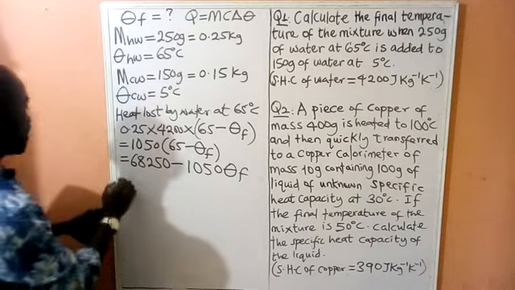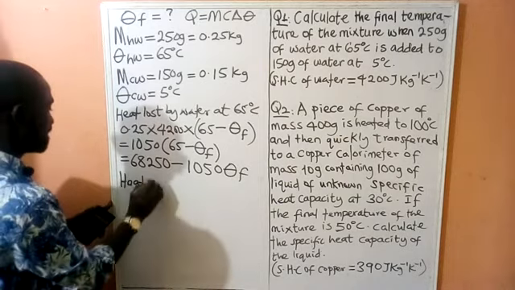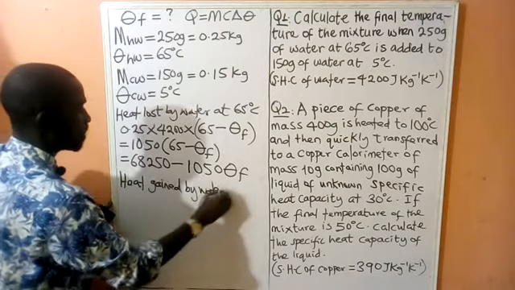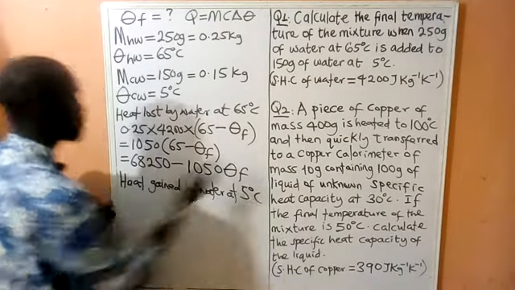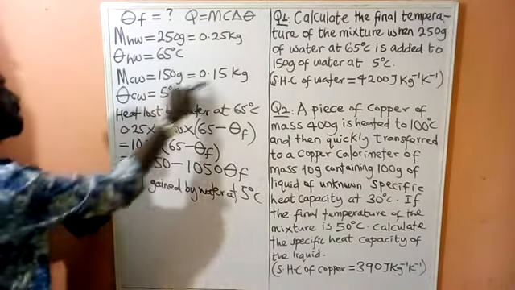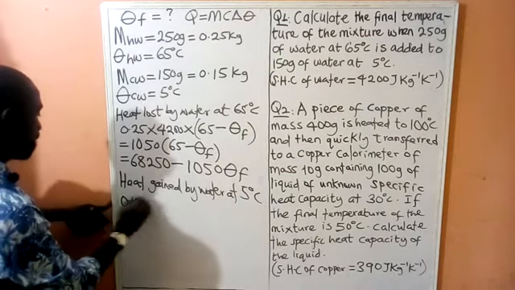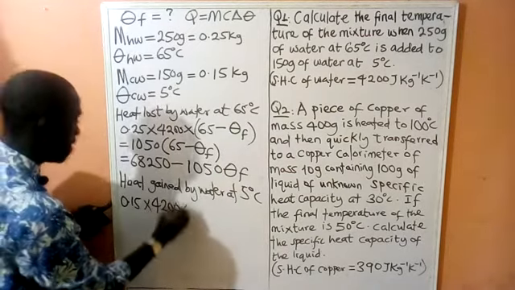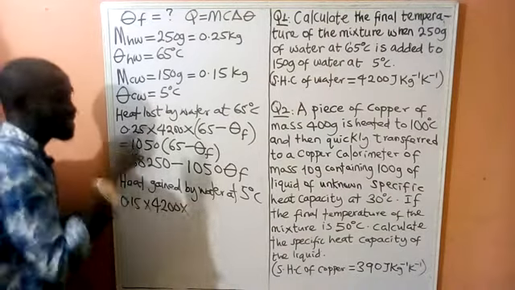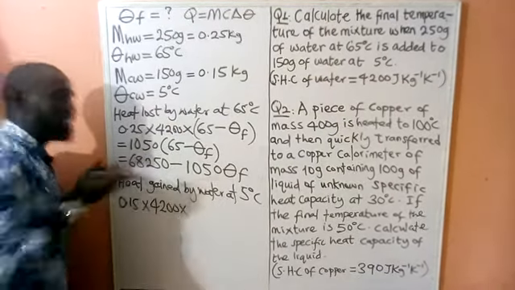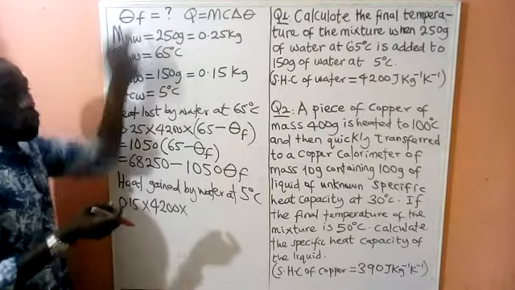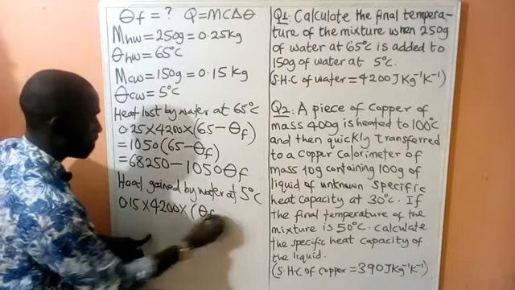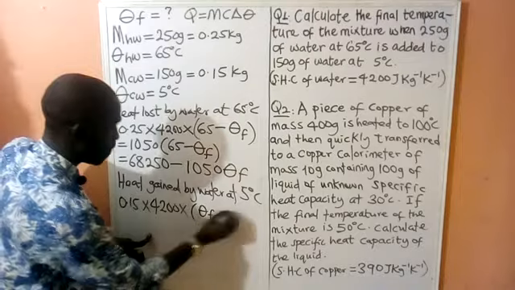Are you with me? So we have heat gained by water at 5 degrees Celsius. That will give us the mass of the water, that is 0.15, times the specific heat capacity of water, the same thing, 4,200, times the temperature change. Because this body is gaining heat, the final temperature of the mixture will be more than its temperature. So we will now have theta F minus its own temperature, 5.